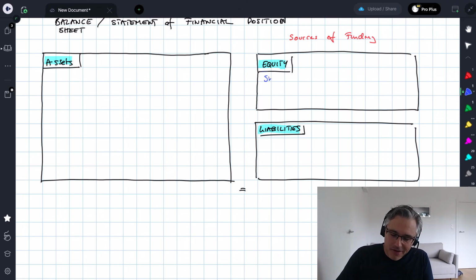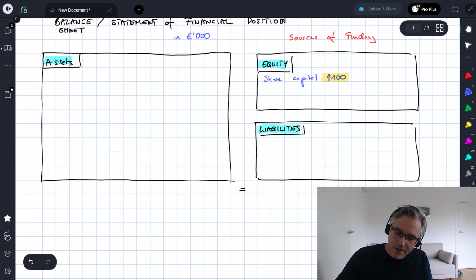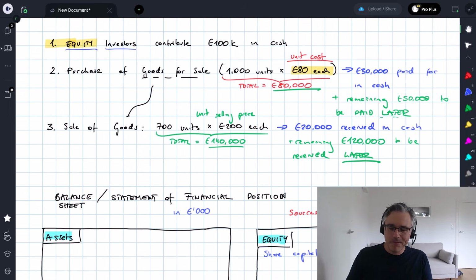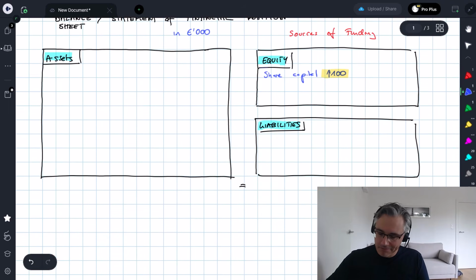So I'm going to say over here that share capital, because I'm making the assumption that this capital contributed into the business comes from shareholders. We're talking about a company that has shareholders. That grows by the 100, and I'm going to do everything here in thousands of euros. That's how you typically write that down. And I'm going to say that's a yellow entry, because the transaction itself was marked yellow as well.